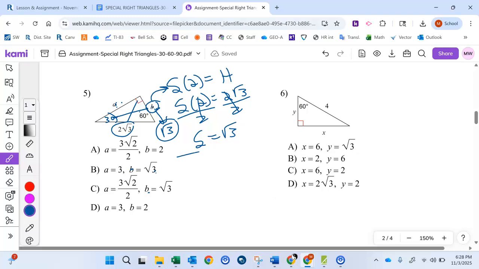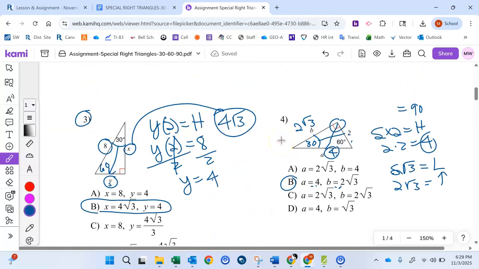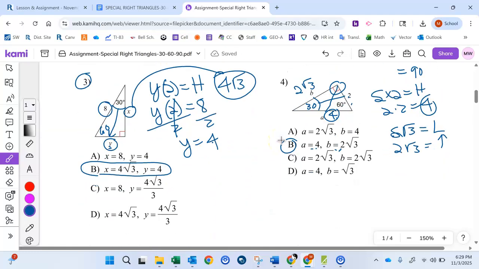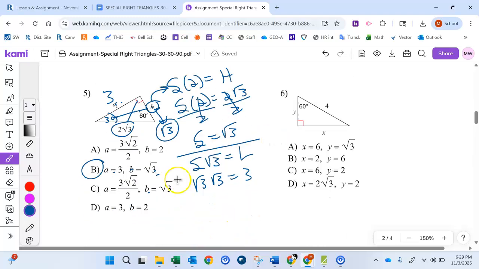Okay. And then if we have the short leg times root 3 is equal to the long leg. So we know the short leg is root 3, times root 3 is equal to 3. So the long leg, which is this one, should be 3. So that means B is root 3. And the long leg, so this one should be, it seems like they're all B. Are they all the same or what? Wow. Okay. So there we go. So that's how that works.